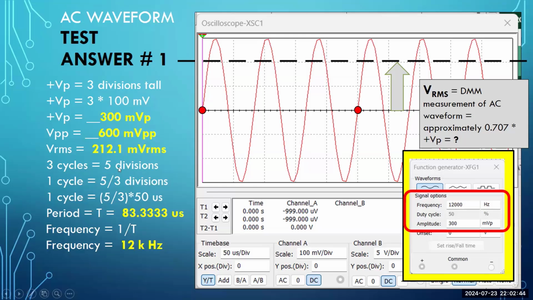Then how many divisions is 1 cycle? Well, 1 cycle would be 5 over 3. In other words, 1 2/3 of a division would be 1 cycle.